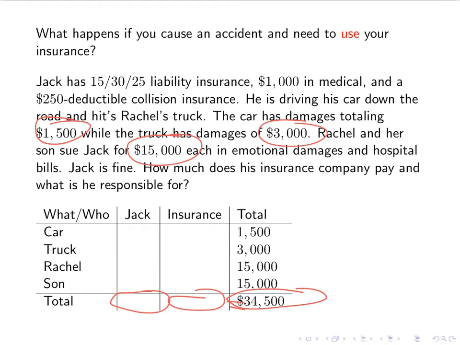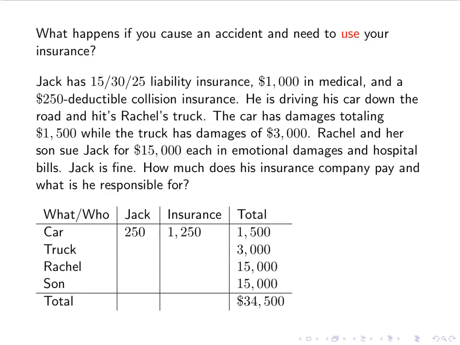The car was driven by Jack, which caused the accident. So that means his car is under collision. Now remember, collision is the only one where the car driver would pay first. So Jack owes $250, and the insurance company will pay the rest. So Jack $250, insurance $1,250.